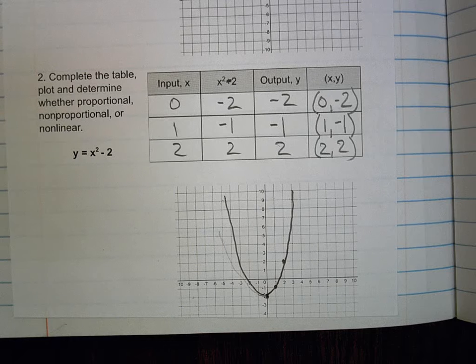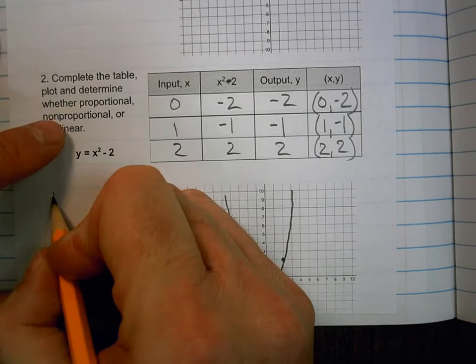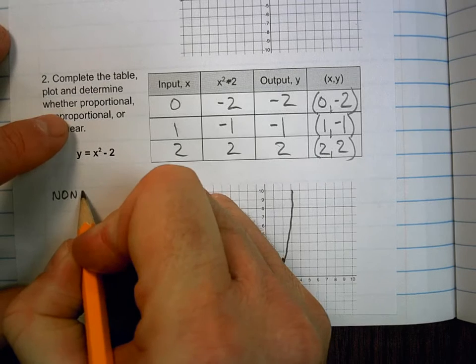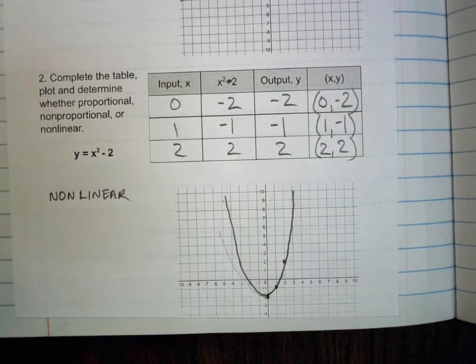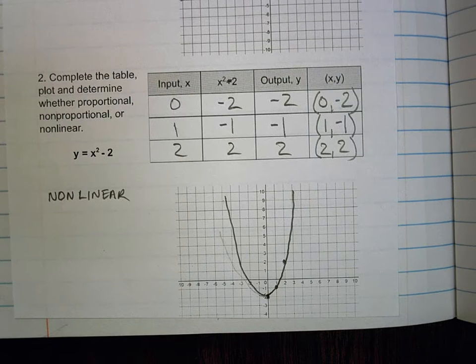Is it linear? It's just nonlinear. We haven't gone there. It's a good word, it's just not there. It's nonlinear. Does that make sense?